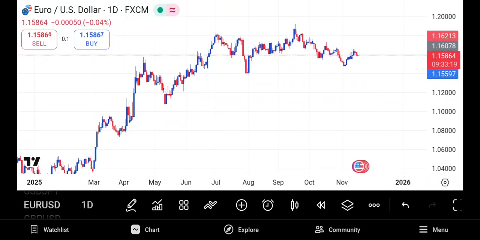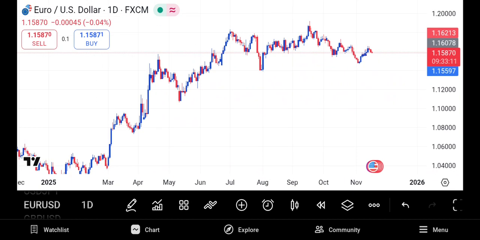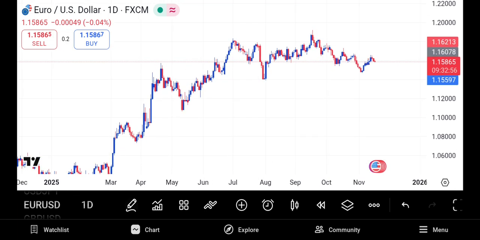What's up, everybody? So we're looking at Euro USD. As you all know, I start on the daily time frame and scale down. In other words, I start from the daily time frame and go to the 4 hour, go to the 1 hour, and then I execute on the 15-minute time frame.